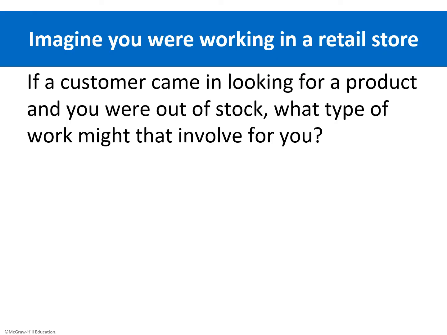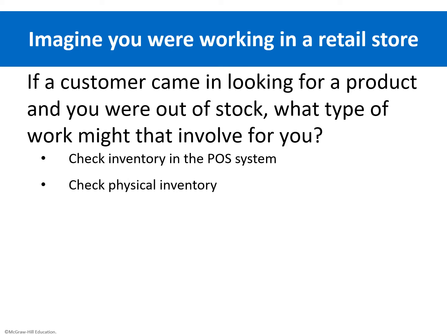Now, let's go back to that same example, and let's imagine the customer came in looking for a product and you were out of stock. You didn't have it on the shelf. And think about what type of work that might involve for you. Well, for starters, when the customer says they're looking for the product, you're probably going to start by looking in your computer system and seeing if it says you have the product. Okay, and if it says you do have the product, then you're probably going to go physically look for it. You're going to go look on the shelf. Maybe there's multiple shelf spaces where that product could be that you're going to have to check. Maybe you have some storage areas that you're going to have to check.